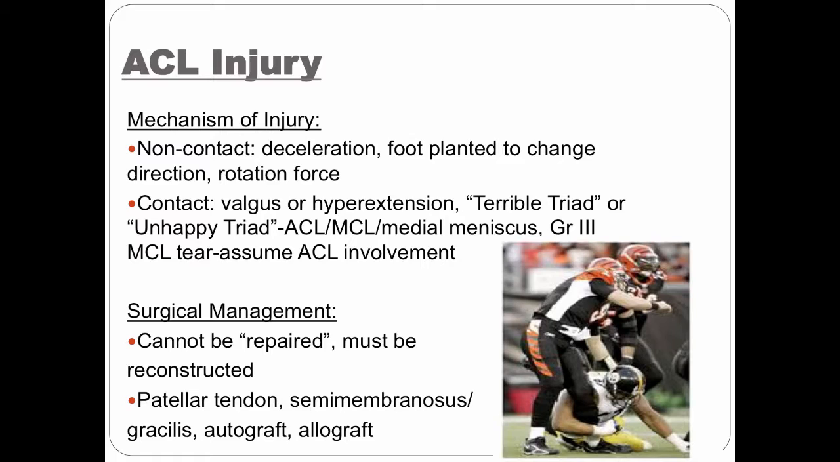You can reconstruct it with a patella tendon, semimembranosus, and gracilis. You can do it with an autograft or an allograft. If you know your football sports, Carson Palmer here, I don't remember which year this was that he had it with the Bengals, but he had an allograft. And then last football season, 2014, he retore it and has since returned to play this year. And I can't remember whether he had an allograft or an autograft this last one.